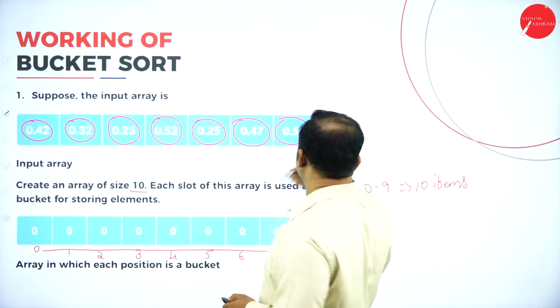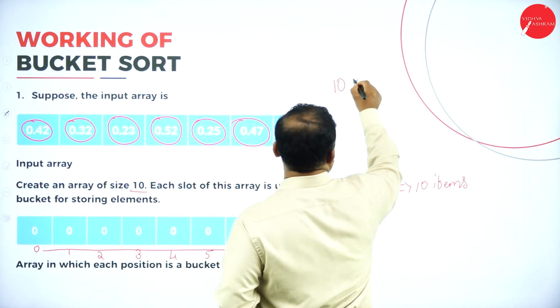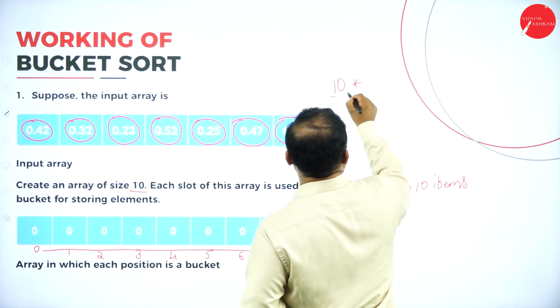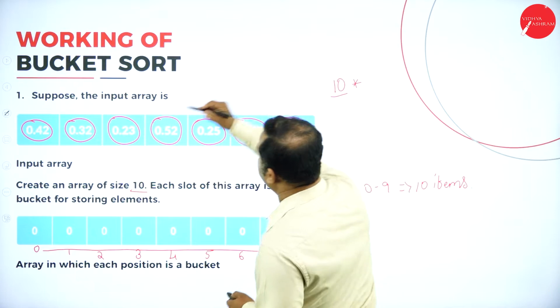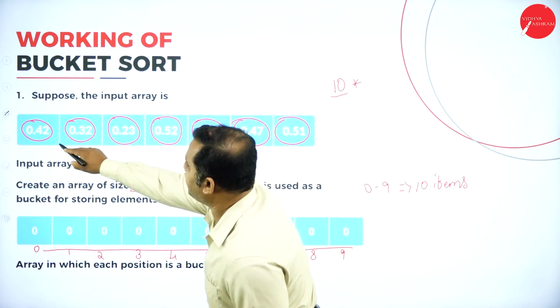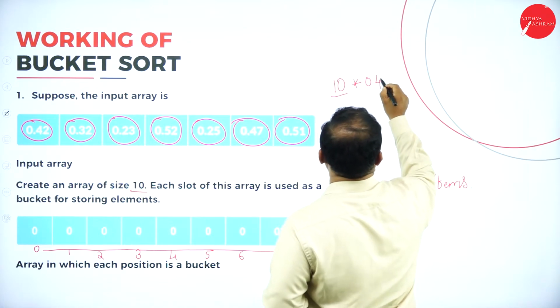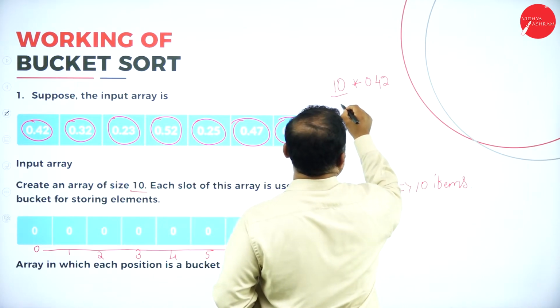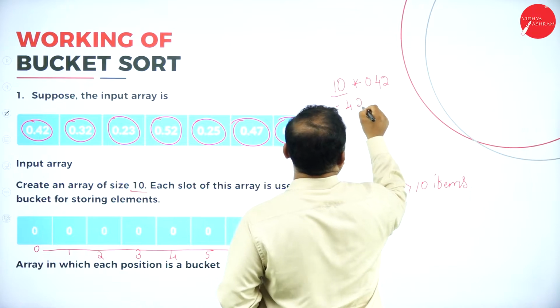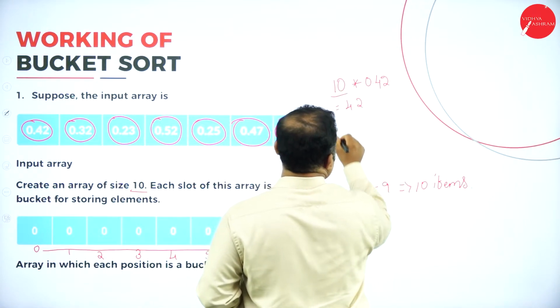So 10 is the size of the array. This size of the array must be multiplied with the numbers. Which is the number that is available there? 0.42. 0.42 multiplied by 10 is equal to 4.2. That is, the first item is 4.2.